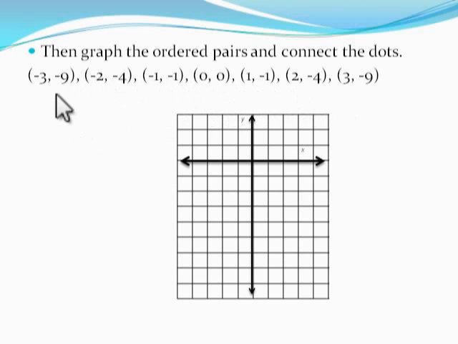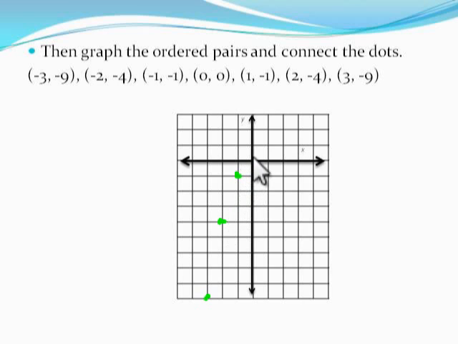So now if we graph those, -3, so again, we always start at the origin. -3, that means we go to the left, and -9 means we go down. 1, 2, 3, 4, 5, 6, 7, 8, 9, all the way down at the bottom here. Okay, -2, -4. 1, 2, 3, 4. And then we have -1, -1. That would be right here.